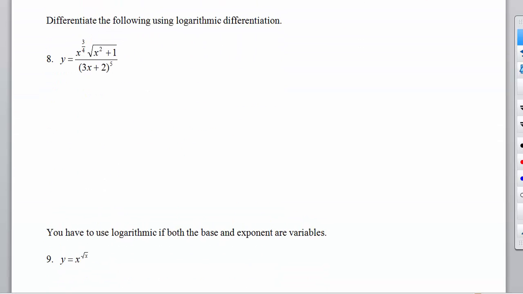I just have a couple examples to go. Okay. So my original equation was y equals x over x squared plus 1 to the 3/4, times the square root of x, over 3x plus 2 to the fifth. I could just use the quotient rule, but I'm going to show you how I could use logs, which do it.